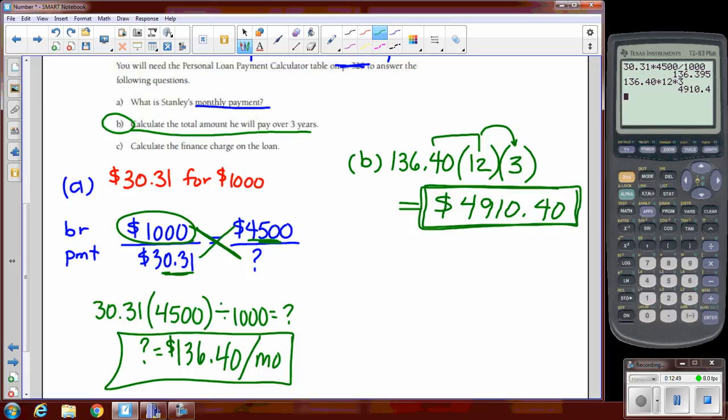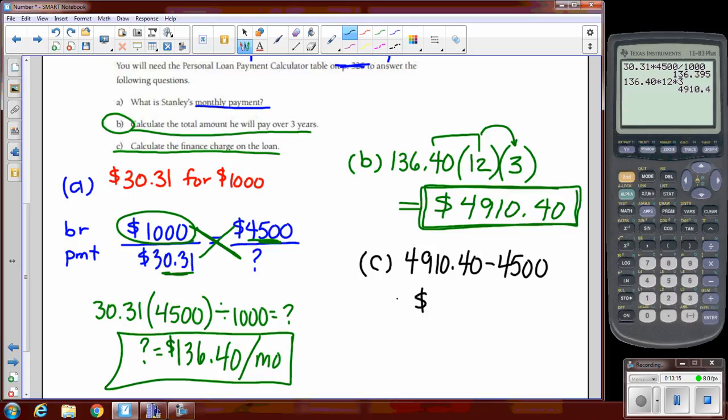Now that's not his interest. Question C goes on to say, what is his finance charge? So basically, how much did the bank charge him to borrow that money? So this is a simple calculation. He had to pay the bank back $4,910.40, but he only borrowed $4,500. So if I subtract those, this would be my finance charge, and the finance charge would be $410.40. So to borrow this for 3 years, it only cost him $410.